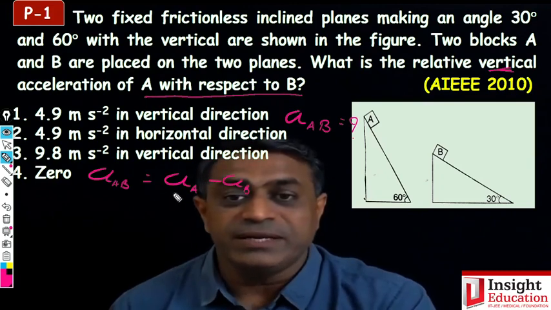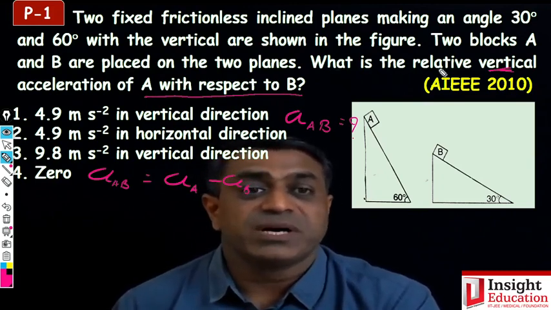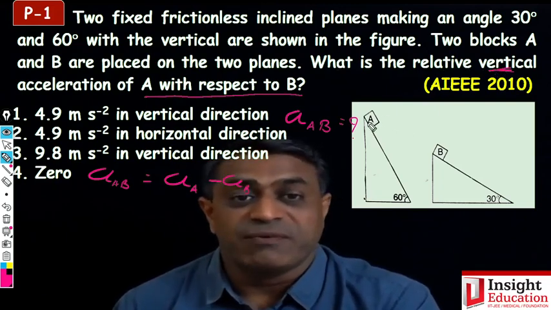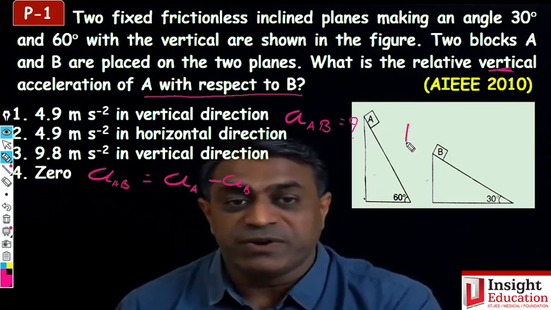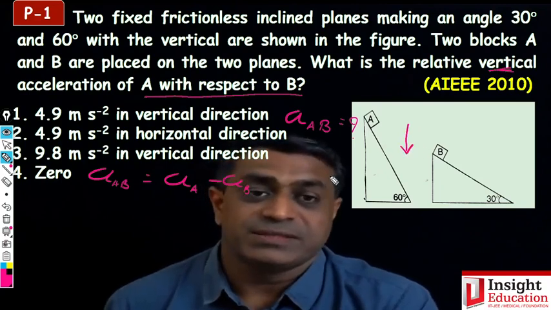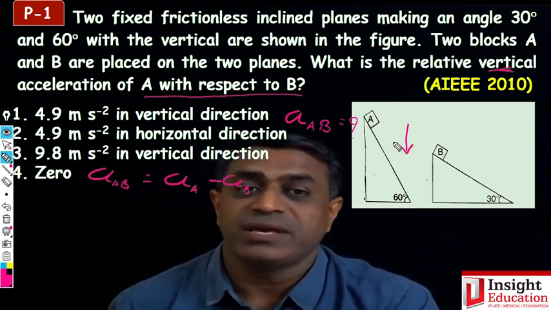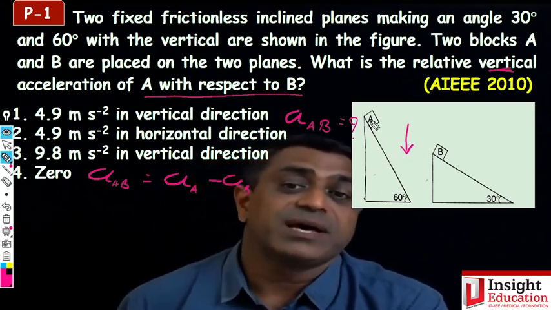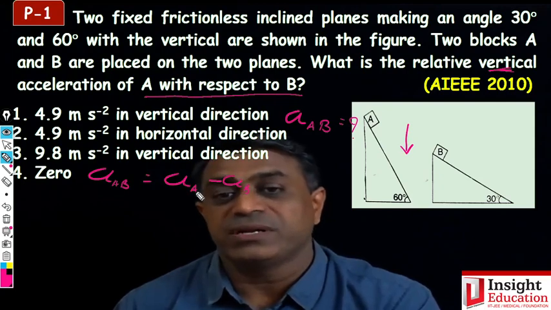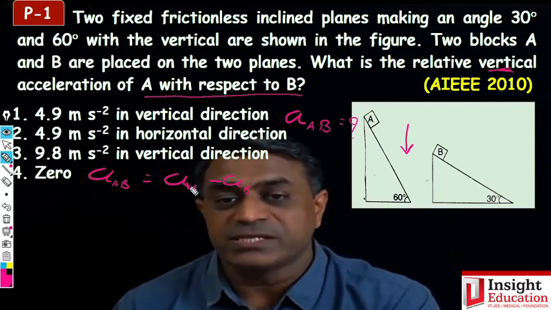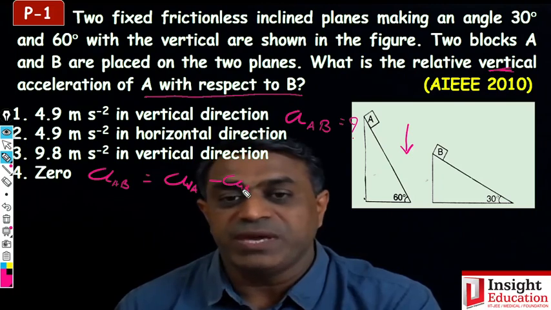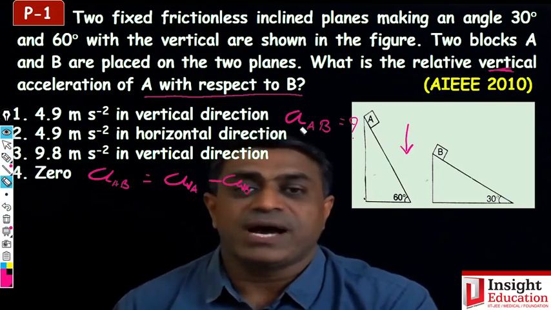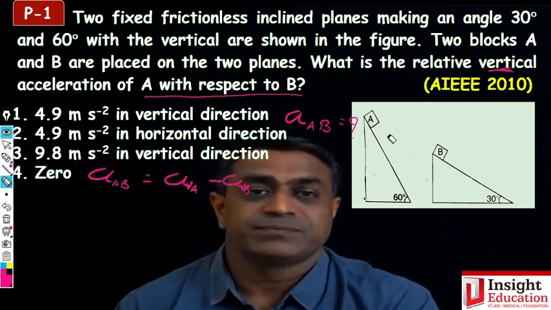But here again it is specified: what is the relative vertical acceleration. It means we have to consider acceleration in vertical direction only. So acceleration in vertical direction, g? No, here we cannot say it's g. So find out acceleration of A in which direction? So I can say vertical direction. Acceleration of B in which direction? Vertical direction. Okay, so let us start with the example.